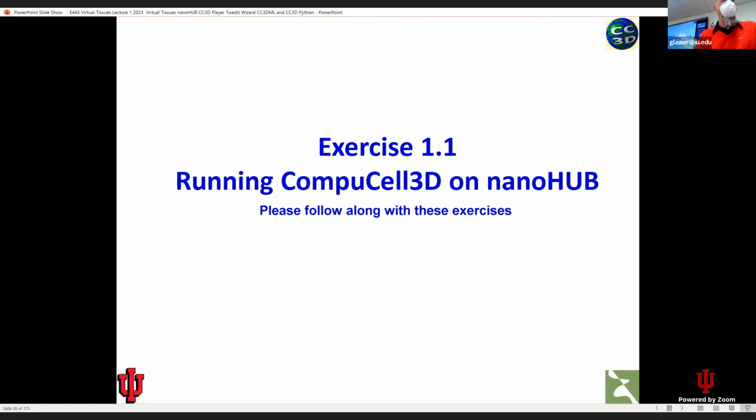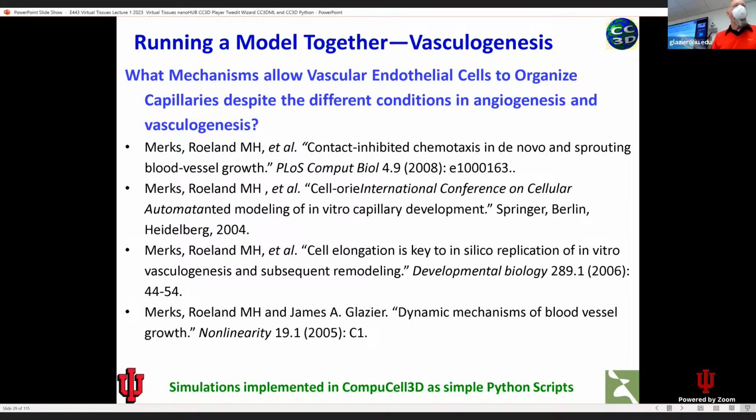Running CompuCell, some people have done it or not. So why don't we do this? I'm going to show these, and I can do a split screen if we like. Let's see how it goes without a split screen to begin with. So the first thing I want to do is run a simple demo that exists in the CompuCell package on vasculogenesis.